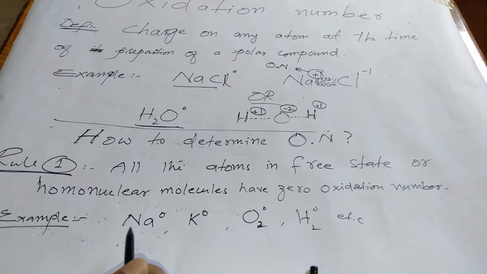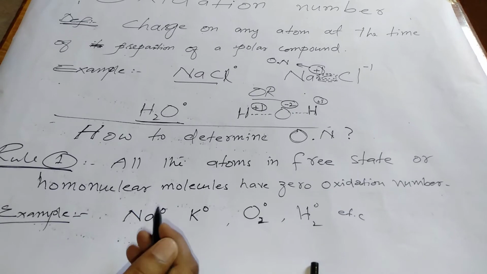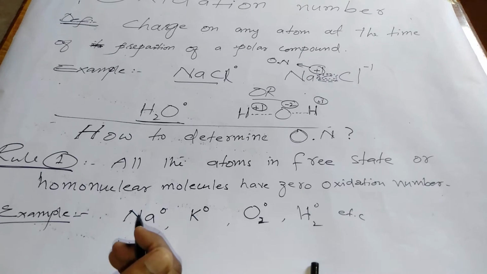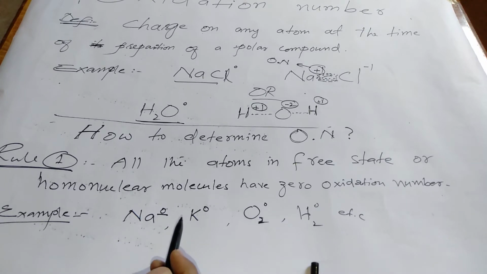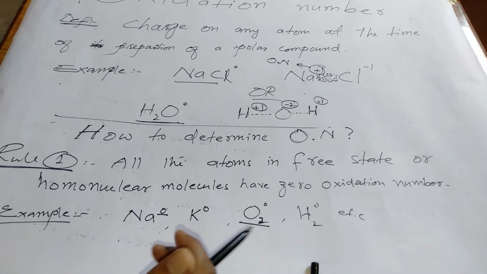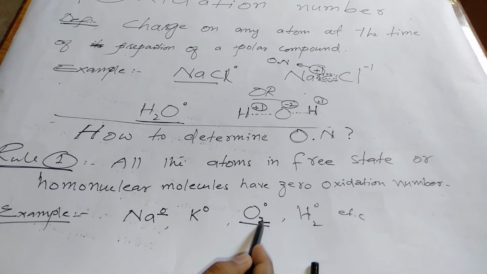number. That means when an atom is in free state, that is to say if it is not bonded, if it has not reacted with any other atom, it will have zero oxidation number. That means it will have no charge. Homonuclear molecules means the molecules which are made up of only one type of atom, like the homonuclear molecule of oxygen, which is made up of only the oxygen element. In the same way, homonuclear molecules will also have zero oxidation number. This was all about the first rule.